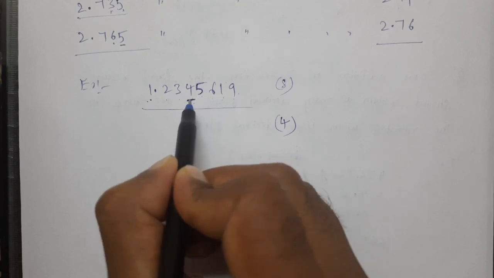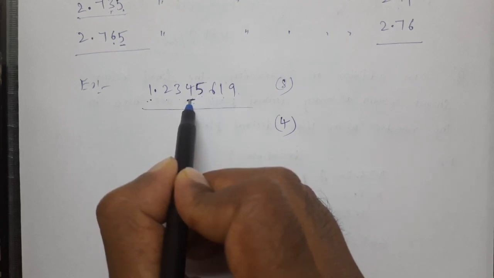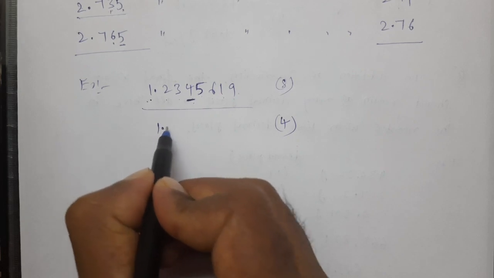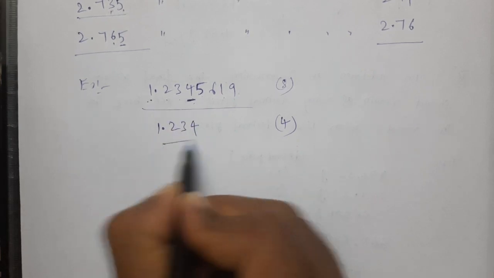Then we have to check the fourth digit. Is it even or odd? Even. So if it is even, we can directly omit this value. So what do we write? 1.234. We'll get it like this.